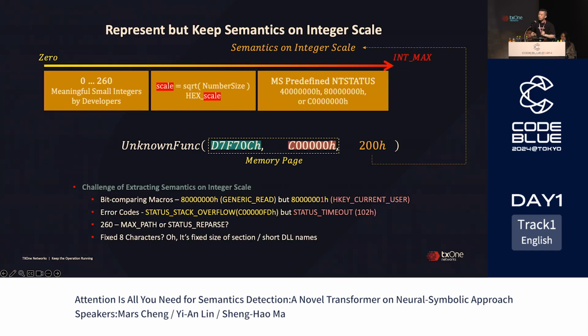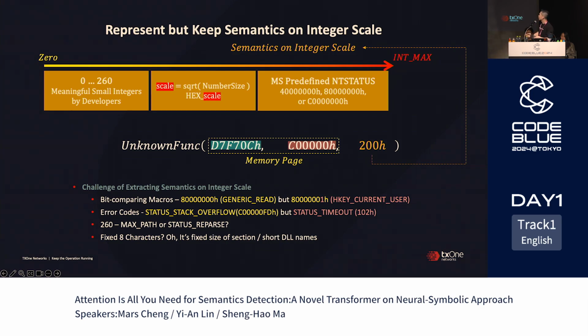However, as we know, in reverse engineering there are still a lot of integer numbers that are not memory pages but carry meaningful semantics. You might ask, why? How could that happen? Because Microsoft has predefined a lot of magic numbers that are purely numerical but carry semantics.